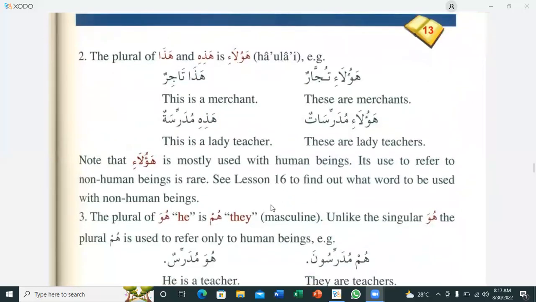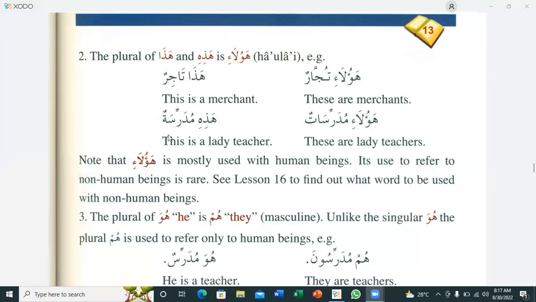Point number 2 of this chapter is the plural of hadha and hadhihi. Haula'i is used for this. E.g. hadha tajirun. This is a merchant, a singular word. And in the plural, ha'ula'i tujjarun. These are merchants.